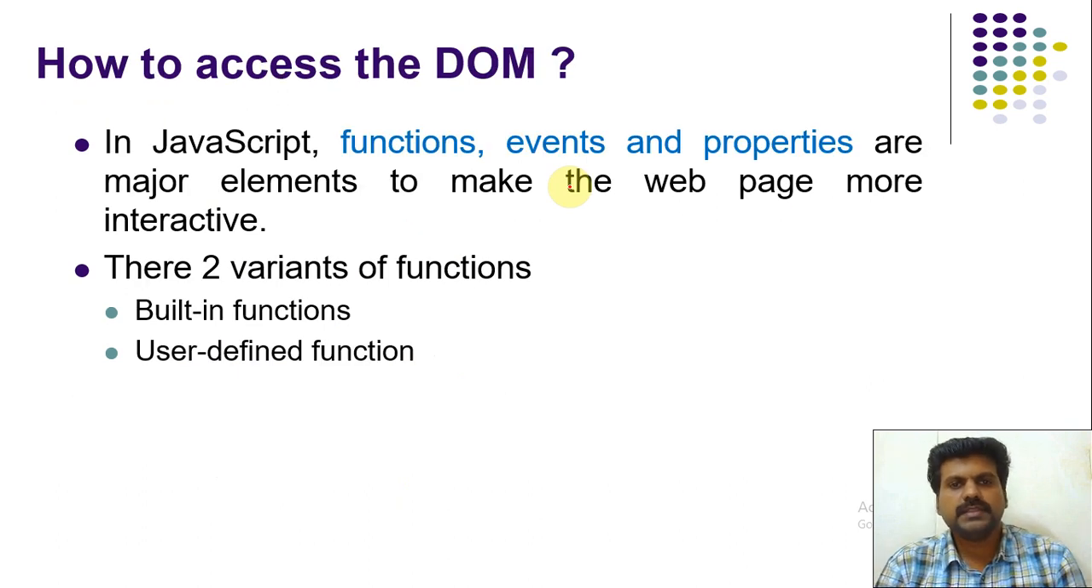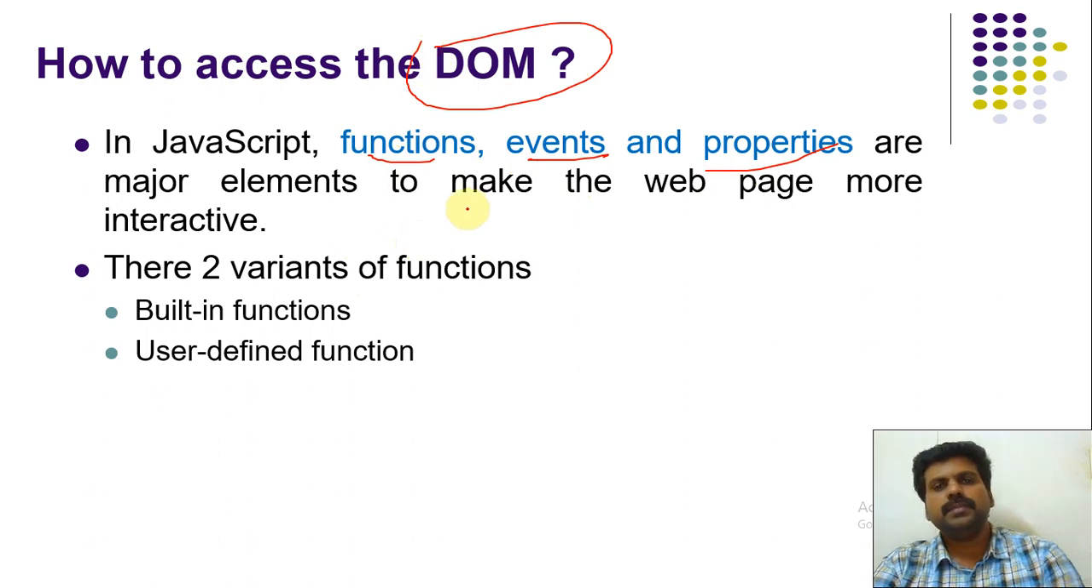Okay, so basically JavaScript is a function oriented programming language. Even though it is function oriented programming language, it is actually an object oriented programming language. Here everything is an object and functions, so both will be there. So in JavaScript we'll be using functions, events and properties. These are actually major elements to access the DOM, to manipulate the DOM elements. So how we can manipulate DOM elements?